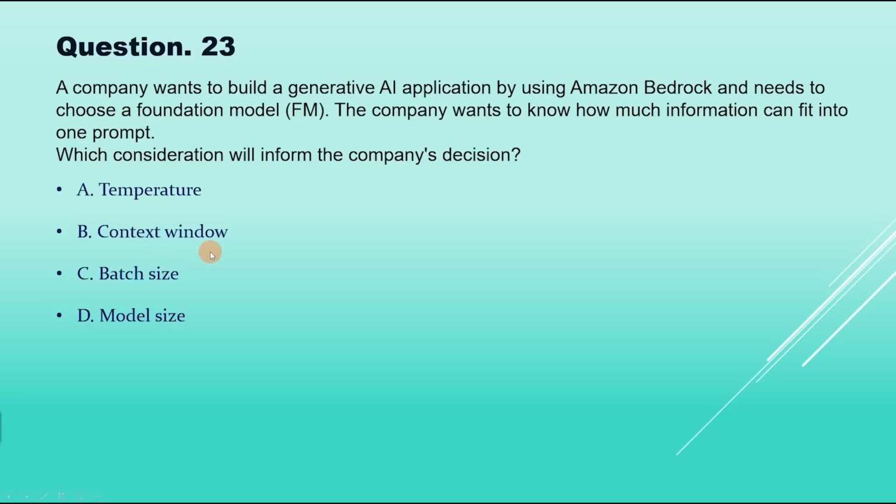The correct answer here will be option B, context window, because the context window of a foundation model determines how much information can fit into one prompt. It refers to the maximum number of tokens, words, characters or subwords that the model can process in a single input prompt, including the input and the output combined. So the context window determines how much information can fit into one prompt, and the answer due to this reason is option B.